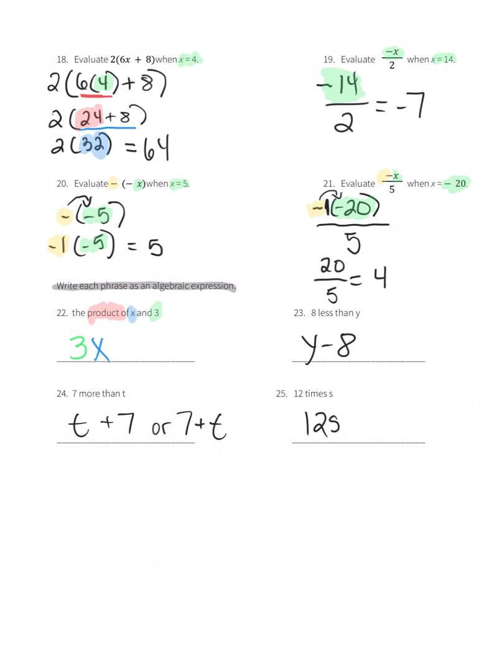Okay, hopefully you did this correctly. We have 8 less than y, so that means we're taking 8 away from y. It's 8 less than y. So we're taking that 8 away from the y. That is why the y is first. Y minus 8. 7 more than t. It could be written as either t plus 7 or 7 plus t, because when you're adding, the order does not matter. And then last we have 12 times s, and that would be 12s.